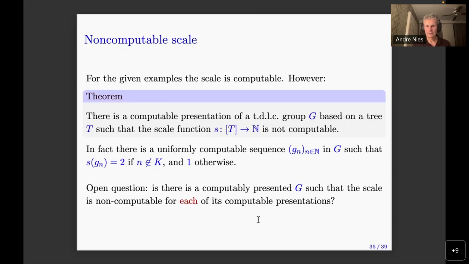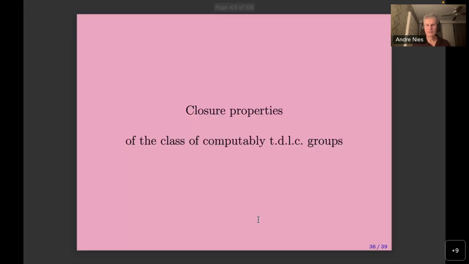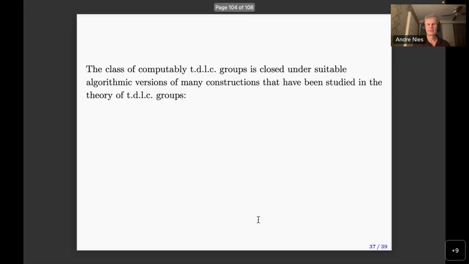Okay, so that's the derived objects. And just briefly, the closure properties. Phillip Wesolek introduced elementary groups, which are TDLC groups that can be obtained from profinite and discrete groups using certain operations. And these operations, or constructions, are quite interesting by themselves.